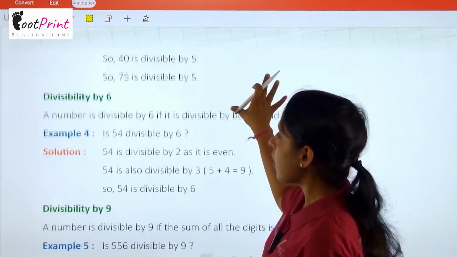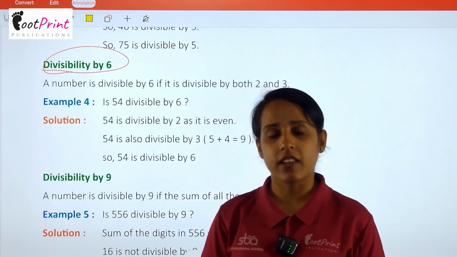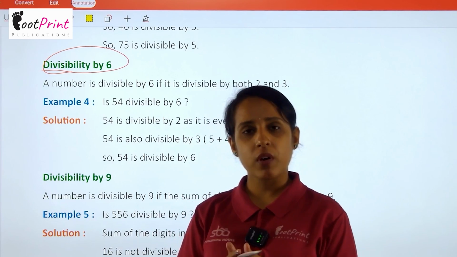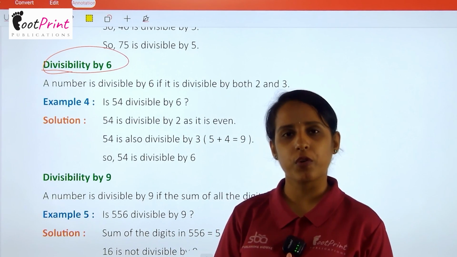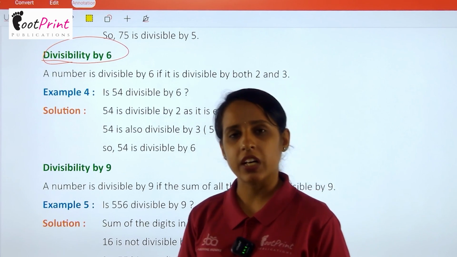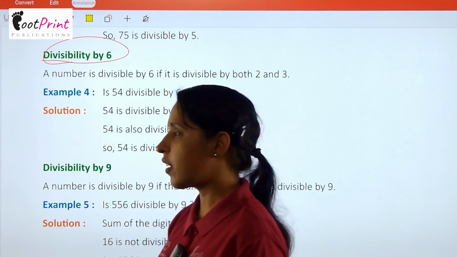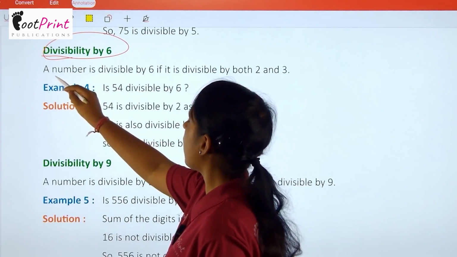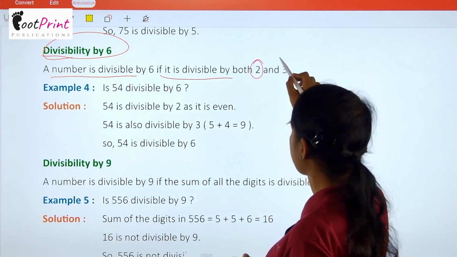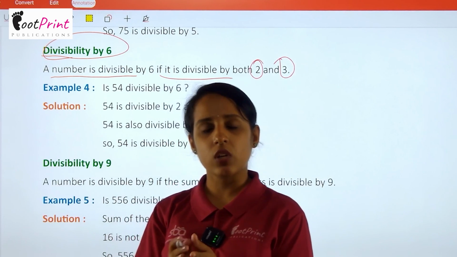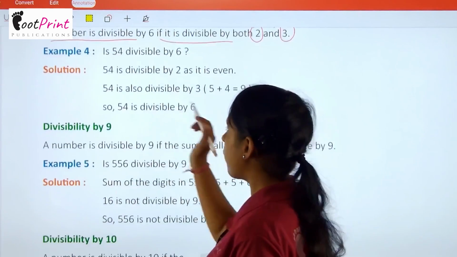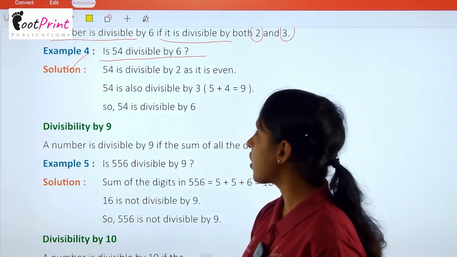Okay. Now divisibility by 6. We can say that if a number is divisible by 2 and 3 both, then that number is also divisible by 6. Whenever we want to find out the divisibility by 6, first we have to check both divisibility rules, that is of 2 and 3 both. So a number is divisible by 6 if it is divisible by both 2 and 3. For example, is 54 divisible by 6?